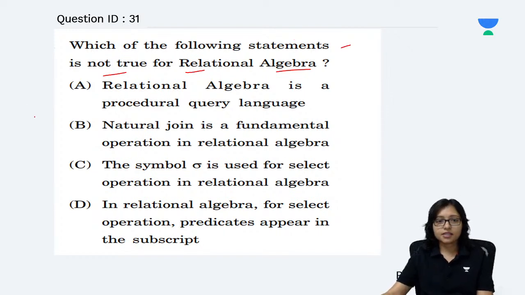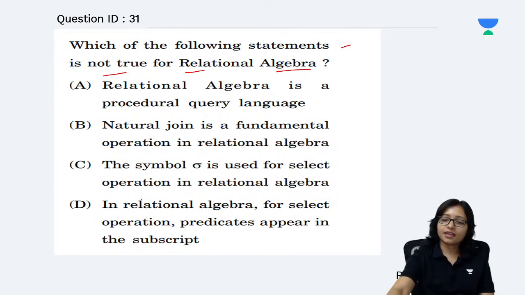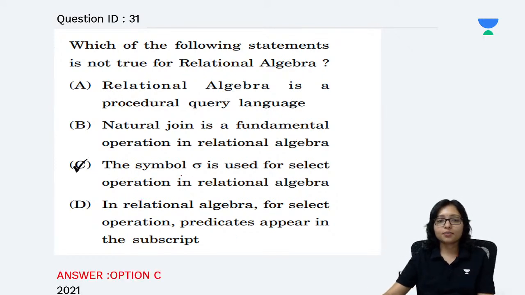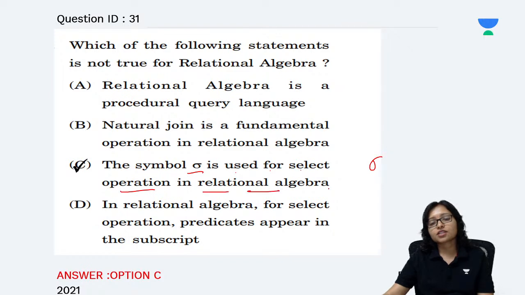Relational algebra is a procedural query language. Natural join is a fundamental operation of relational algebra. This symbol is the select symbol, used for the select operation in relational algebra. The predicates appear on the subscript.